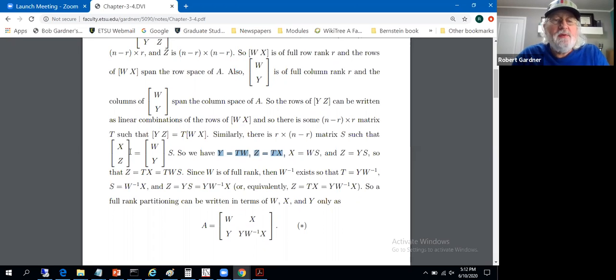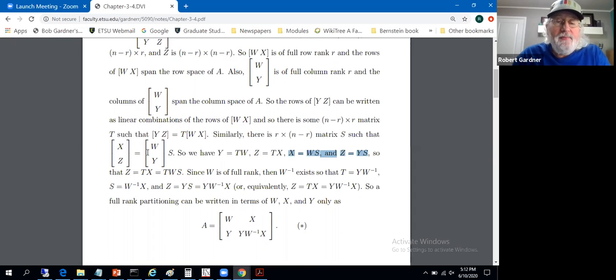And over here, if we do the multiplication, we'll have to have the first part, X, equal the first part over here, which would be W times S. I could take that S matrix inside. That's a legitimate way to multiply matrices of appropriate dimensions. And so we get X equals WS. Second part, Z equals YS. Okay, so we get these two equations from that second observation.